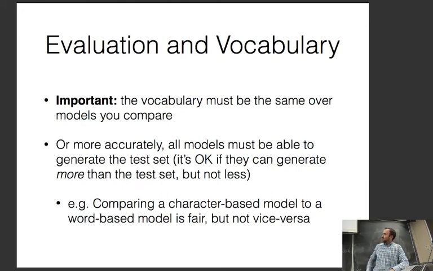this is a little bit confusing, but if you compare a character-based model to a word-based model, where the character-based model only has to generate the same vocabulary as the word-based model, that's okay. But if you're comparing a word-based model to a character-based model where the character-based model has to generate all of the words and the word-based model is allowed to generate UNK sometimes, then that's not fair.